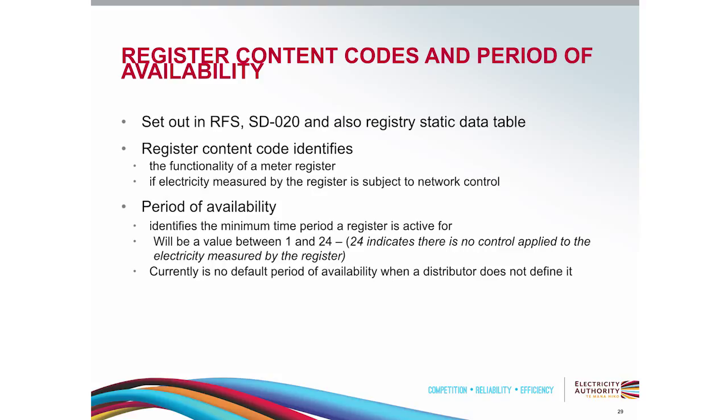The value will be between 1 and 24. Now, where all this falls over is some networks don't have a minimum period of availability. So they say, okay, well, we will supply you with electricity and we'll elect to turn your electricity on or off at any particular point in time, and we might turn it off for 24 hours, we might never turn it off at all. We're not going to say how long we're going to turn it off actually for. We don't actually have a register content code for that.